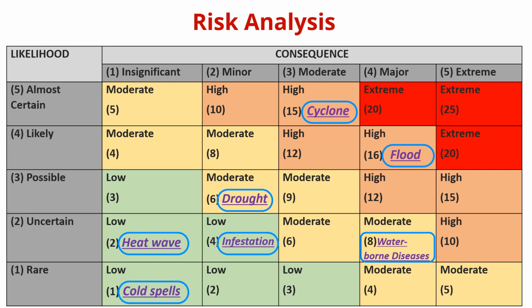And usually we do this in a tabular format where, as you can see from the slides, you have the likelihood on the left, then you have the consequences on the right. On the likelihood, you have different scales from rare to unlikely, possible, likely to almost certain, and for the consequences you have insignificant, minor, moderate, major to extreme.